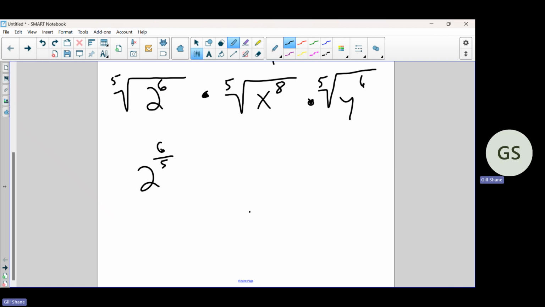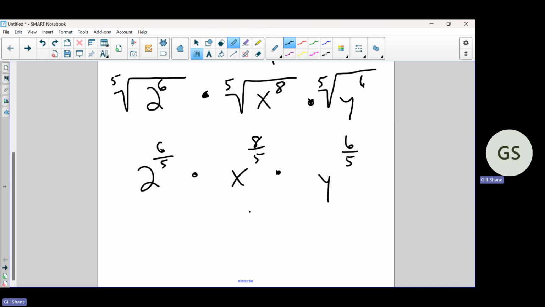We take the exponent underneath the radical and put it over the root, times x to the 8/5, times y to the 6/5. I think this is much easier. Some of you did this, but you forgot either the last step or the last couple of steps.